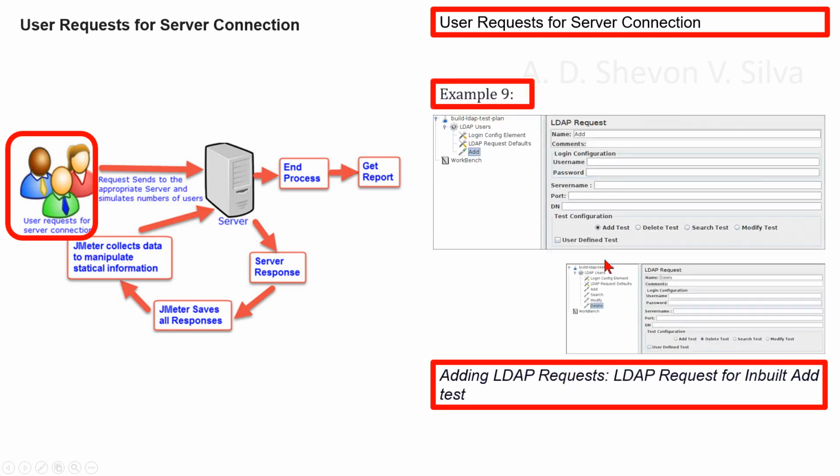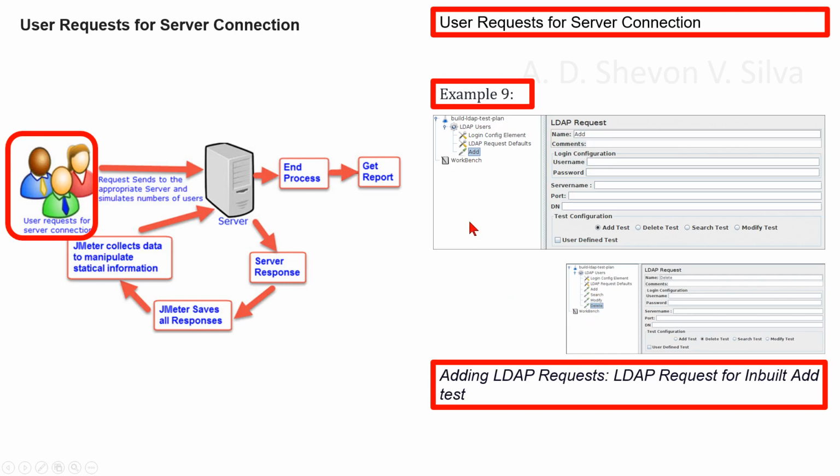Now we are considering adding LDAP requests. Here you can see the LDAP request for the inbuilt add test. In our test plan, we need to make four LDAP requests: inbuilt add test, inbuilt search test, inbuilt modify test, inbuilt delete test. JMeter sends requests in the order that you add them to the tree.